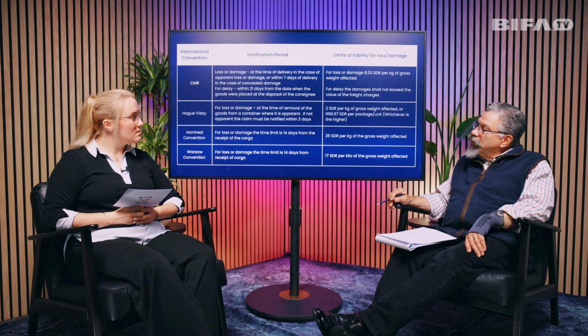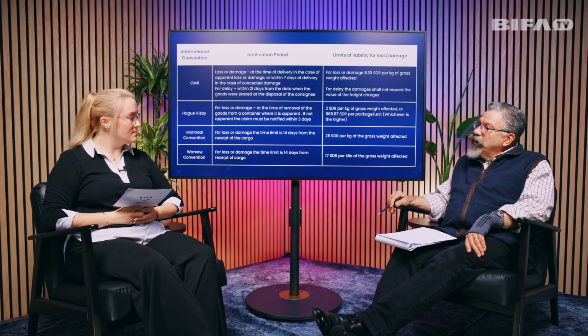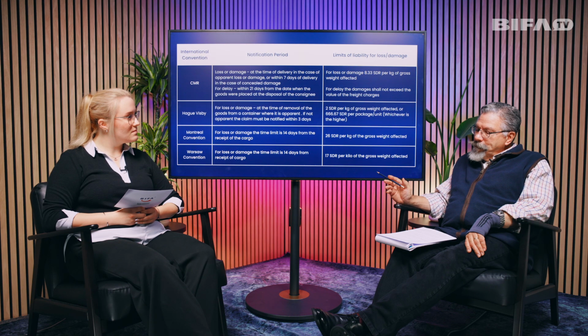Of course. So, when we're looking at members handling claims, what are the key things that they need to be aware of? I think the first thing is the time bar and the limits of liability. There is an article in B for Link where we look at this in a bit more detail, and basically, these are the time frames for handling and getting your claims in from the main conventions.